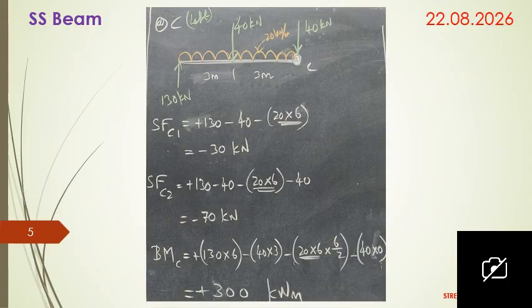The second shear force, C2, is considering the point load. So minus 30, in addition to the minus 30, you will get minus 40.